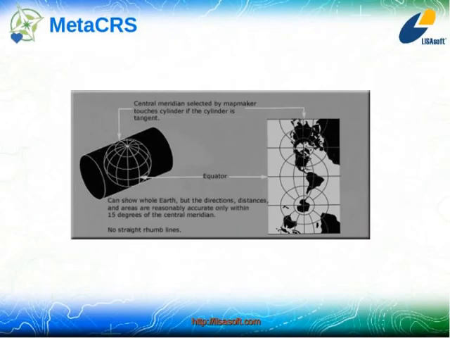MetaCRS is actually a collection of a number of projects, and they are to do with converting the coordinate reference system of the world. The world's round, and we continually draw it on a flat piece of paper, and as a consequence, we keep on getting it wrong. Depending on whether you're looking at the Earth from Antarctica or from the equator, you keep on getting different types of maps. And the MetaCRS projects will transform from one to the other.